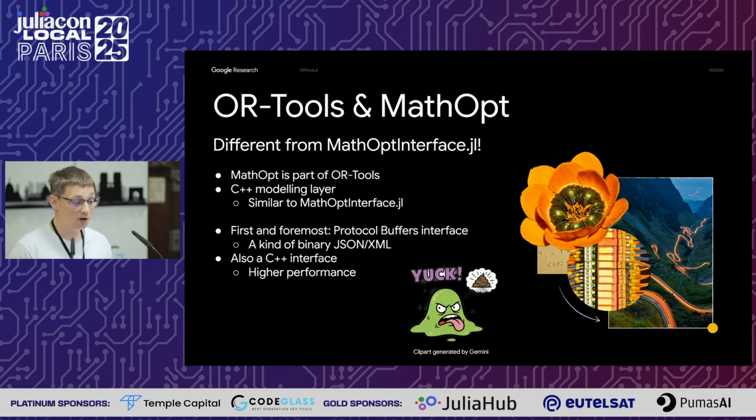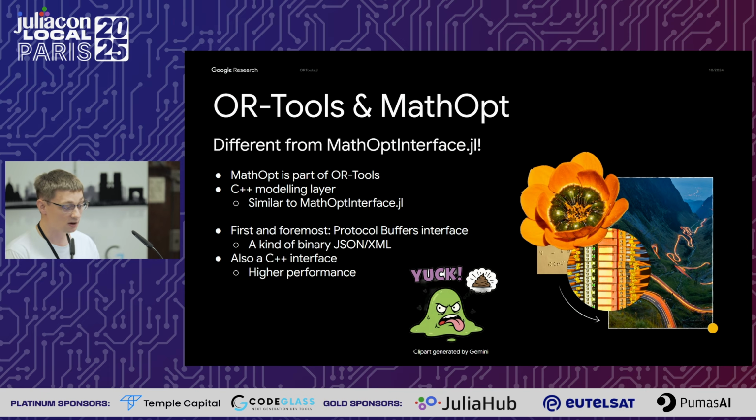So MathOpt is roughly the same thing as MathOpt interface. And you might have thought that because they have similar names. So both of them are modeling layers. The difference between them is that MathOpt is part of ORTools and it gives really easily access to all of your solvers. So it's one way to access all of ORTools solvers. It's one way to solve models remotely using Google interface. So it's really the first step to bring ORTools solvers to Julia.